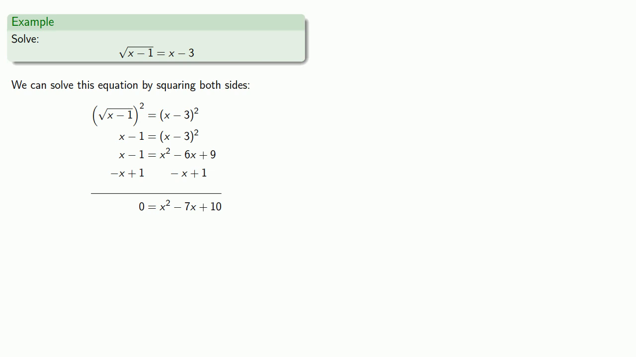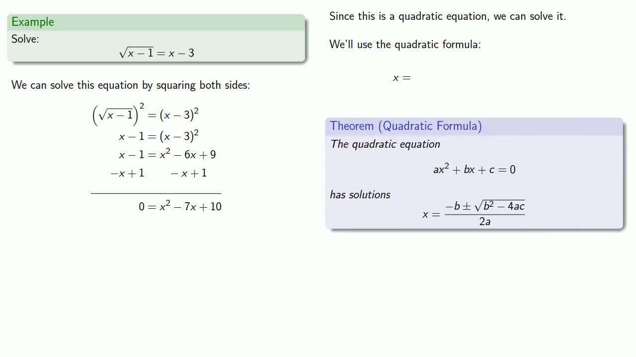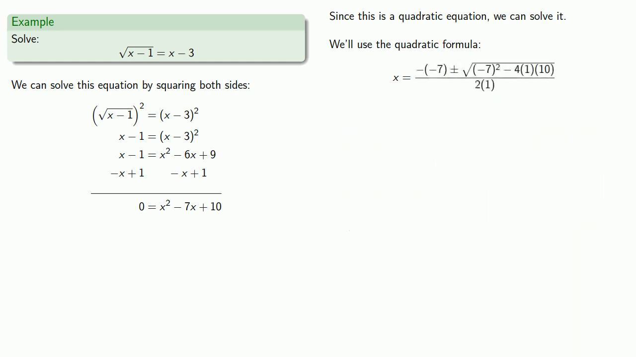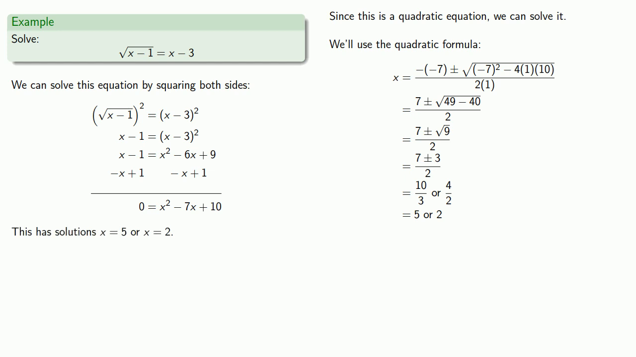And since this is a quadratic equation, we can solve it. We'll use the quadratic formula, so we know that our equation has coefficient of x squared equal to 1, coefficient of x equal to minus 7, and constant coefficient equal to 10. So we'll place these values in the quadratic formula, and then simplify. And that gives us our solutions, 5 or 2.